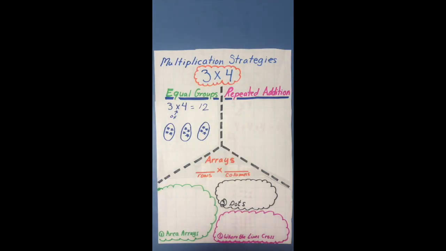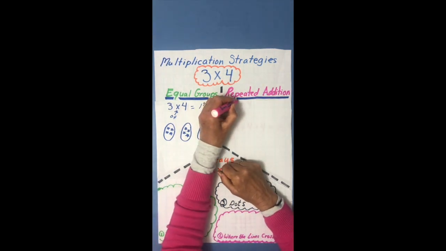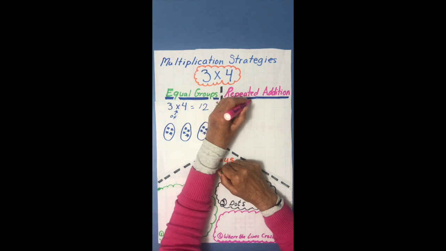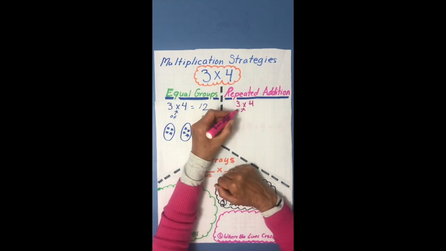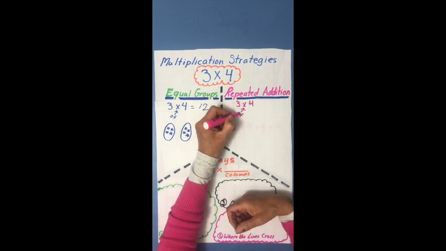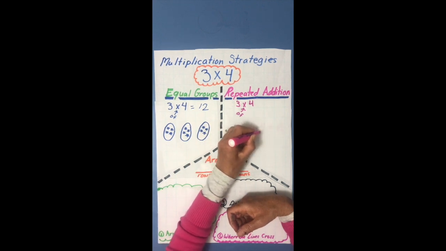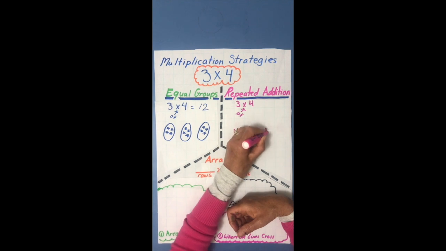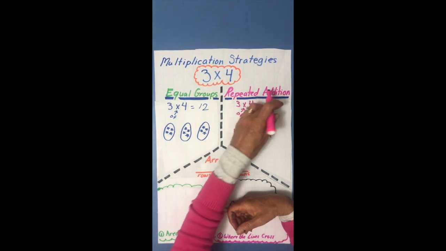All right, the next method is called repeated addition. So I'm going to write my expression 3 times 4 here, and I know this times symbol also means of. Now this says 3 groups of 4, so I'm going to write 1, 2, 3 groups of 4. Okay, so this is called repeated addition.